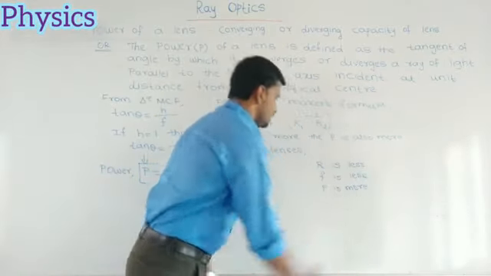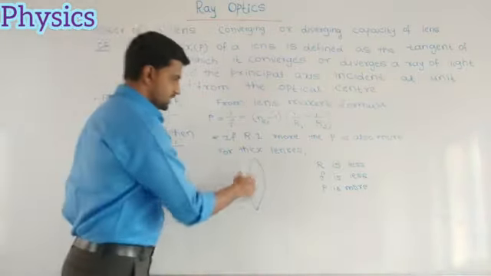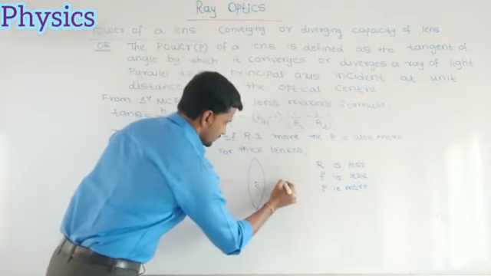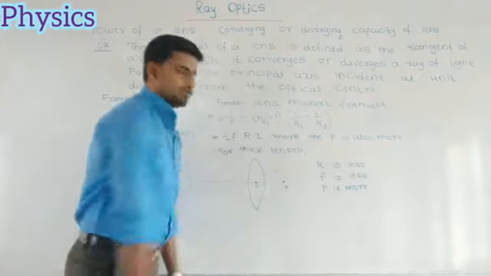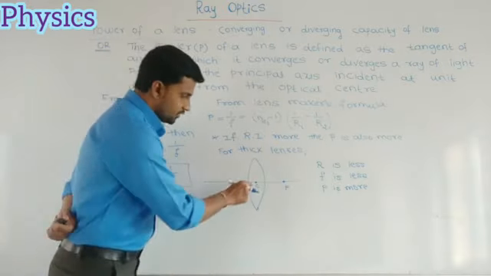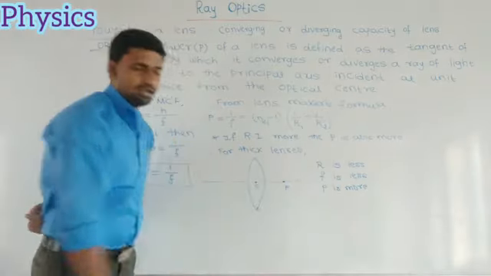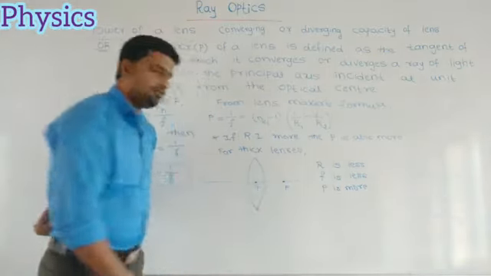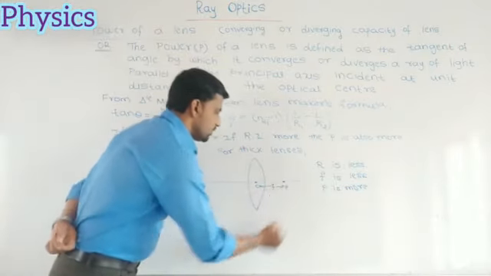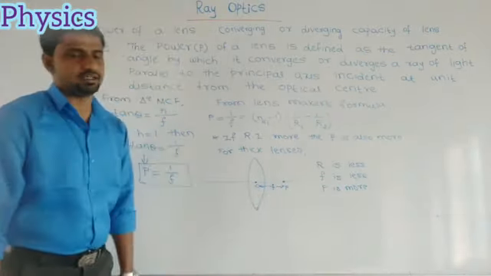So for a thick lens, consider the principal axis, the optical center, and the principal focus. For thick lenses, the radius of curvature is less. The radius of curvature is the distance from the optical center to any point on the surface of the lens. The focal length is the distance from the optical center to the principal focus. This is also less. Then the power of the lens is more for a thick lens.